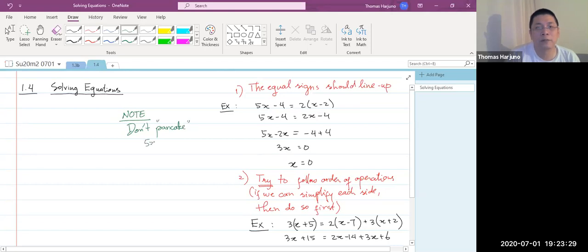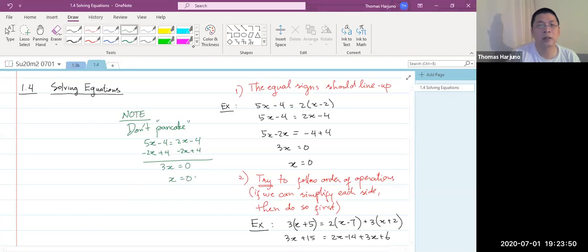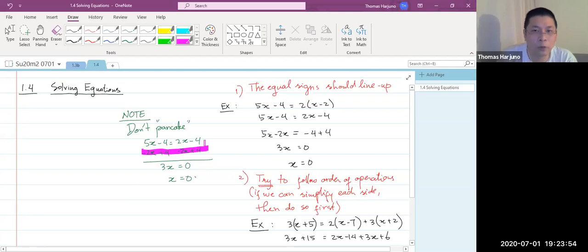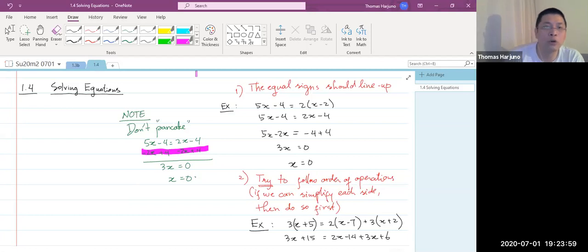For example, 5x minus 4 equals 2x minus 4. Do not do this. Here you will get the right answer though. But this pancaking method does not work well, especially if you have fractions or decimals. So I don't recommend you at all to show the work this way.